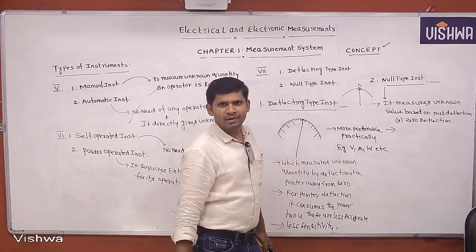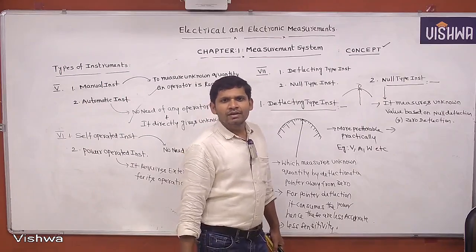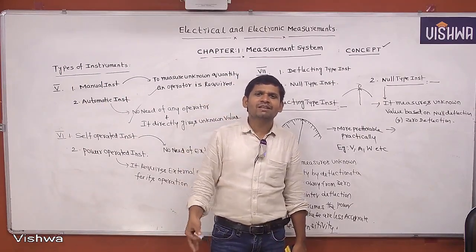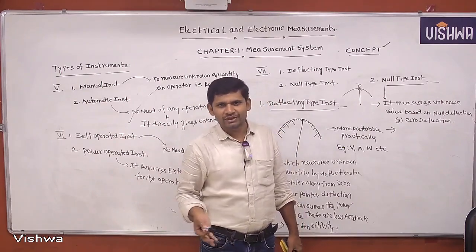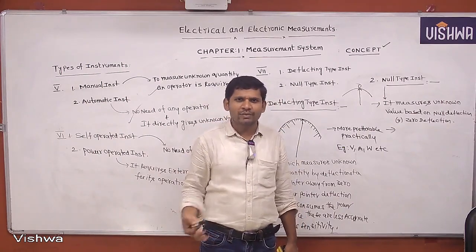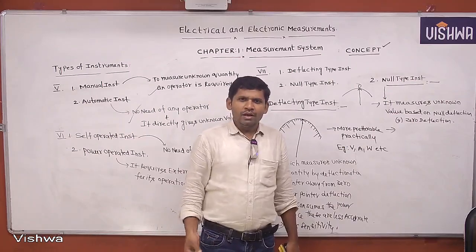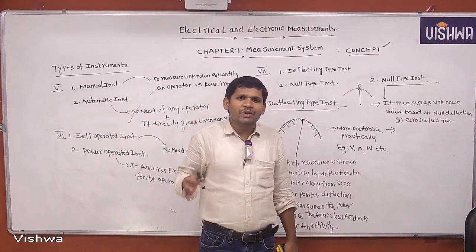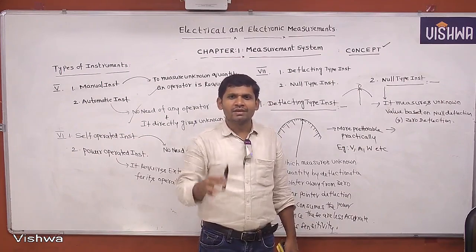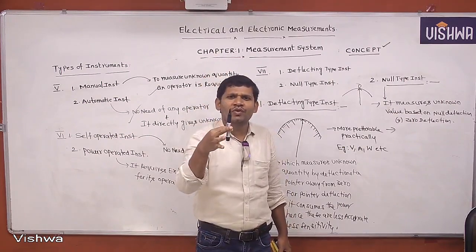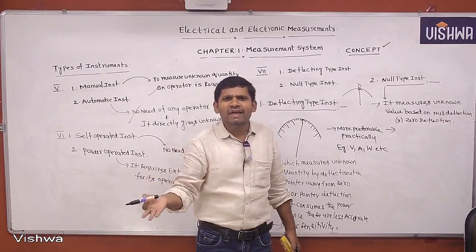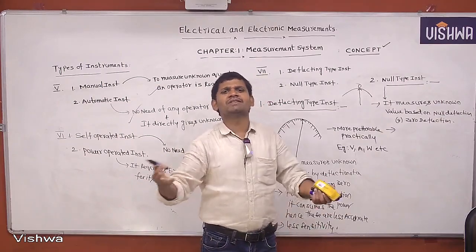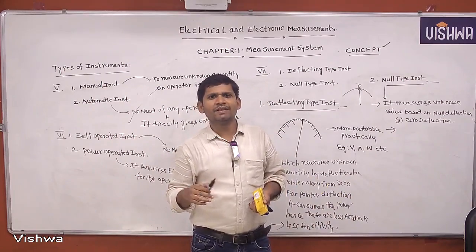One example is that AC and DC bridges work on the principle of null deflection. Take the example of the Wheatstone bridge. We are familiar with the Wheatstone bridge. When can we measure the unknown resistance using a Wheatstone bridge? Whenever the galvanometer shows zero deflection, at that condition the bridge is balanced, then we apply the balance condition and measure the unknown resistance. Okay, that is the meaning.